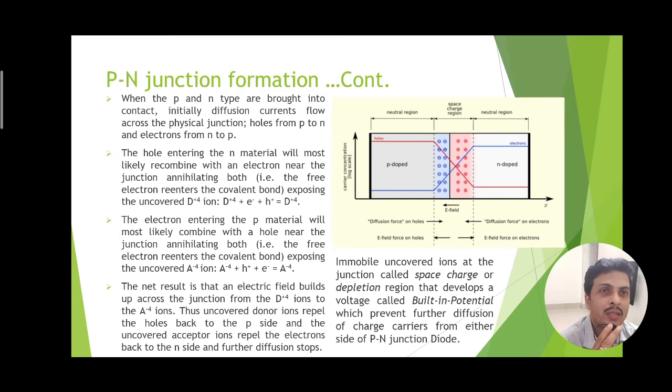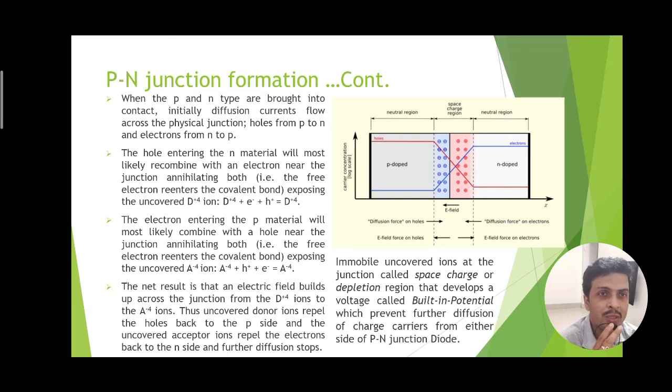Also, it is showing the neutral region of the P side and the neutral region of the N side. That is, under thermal equilibrium, the P-type and N-type semiconductors have holes and electrons which are not crossing the junction due to the presence of the space charge region. But the electric field works from the donor ions to the acceptor ions because donor ions are positively charged, and acceptor ions are negatively charged.